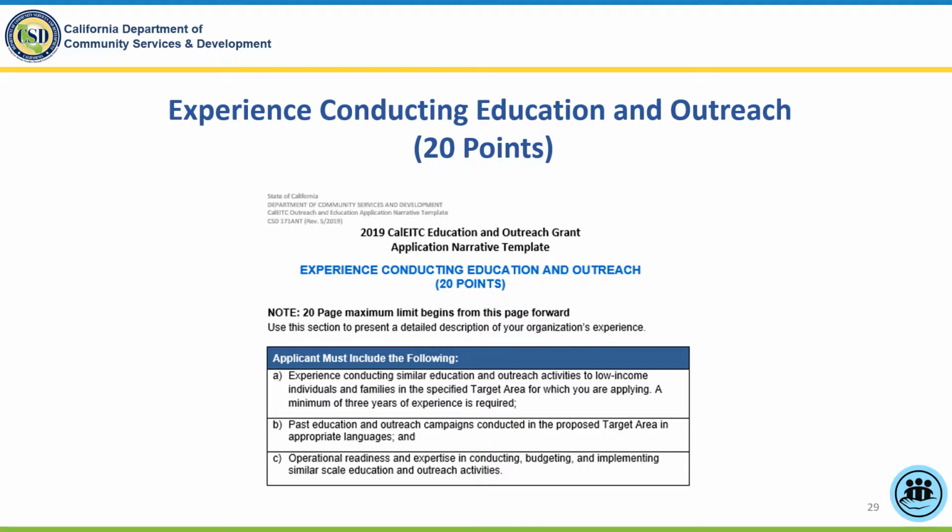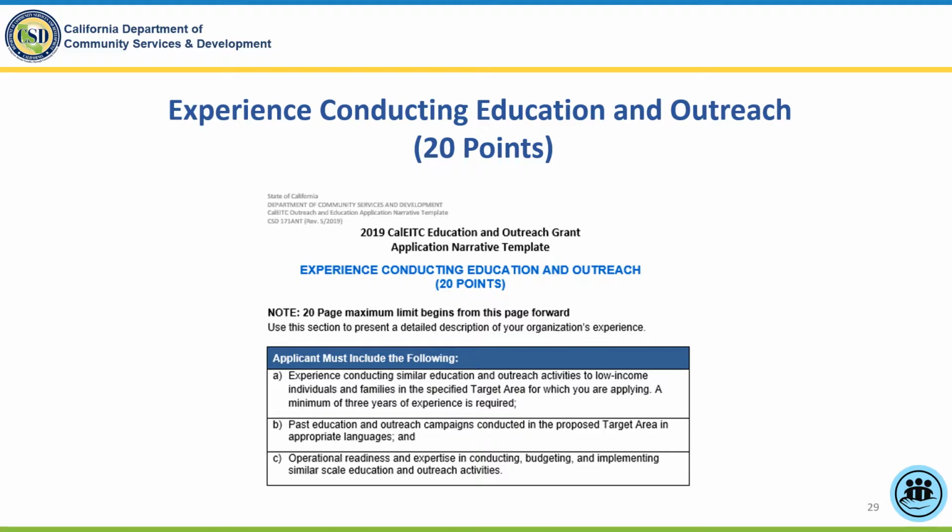The narrative response for this section must follow the structure indicated under "Applicant must include the following" and address all 3 points in the order indicated. For example, first, an organization would detail experience, what campaigns have been conducted in several languages, and then operational readiness. Your organization must address these 3 points in the order presented.